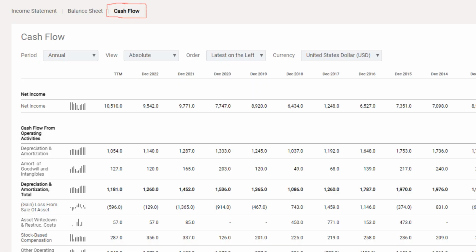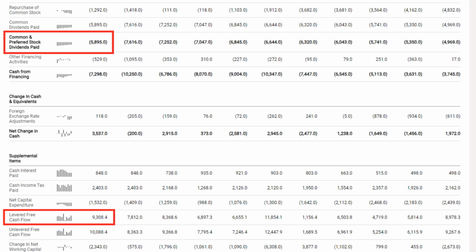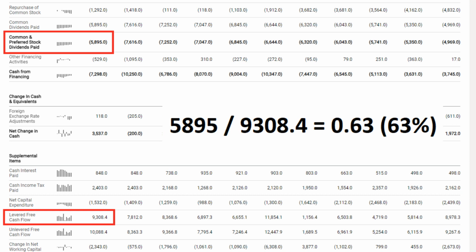Again, you go to the cash flow statement. Then you scroll down until you locate the levered free cash flow and the dividends paid figures. Then you simply divide the common and preferred dividends paid by the levered free cash flow. In this case, we get a 63% ratio for the last 12 months. That way, you can get a way better picture of the dividend sustainability.